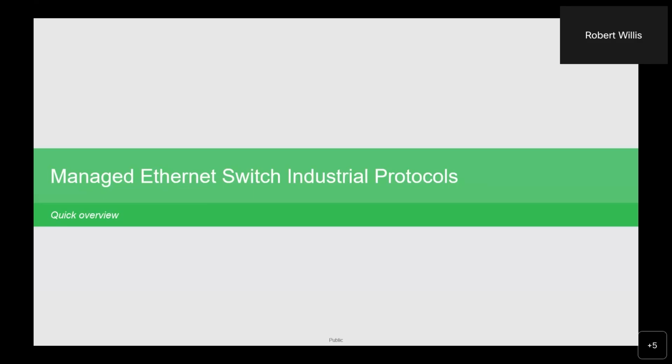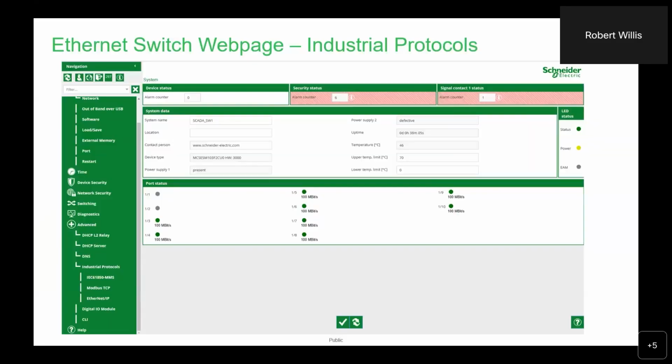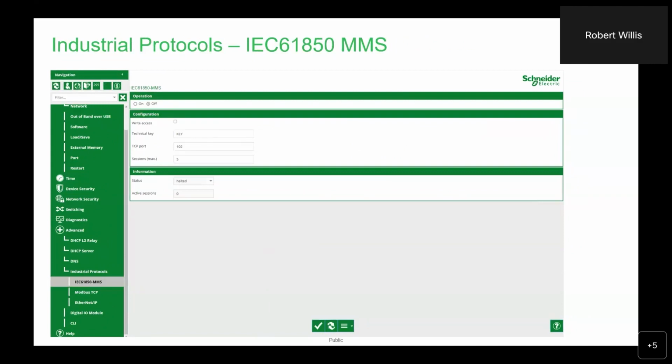But the Modicon switches support 3 protocols. On the left-hand side, the industrial protocols that we support are IEC 61850 MMS, Modbus TCP IP, and Ethernet IP. Basically, what you do is you turn on the protocol, you allow or disallow write access, and you make a determination of how many active sessions you want to allow.